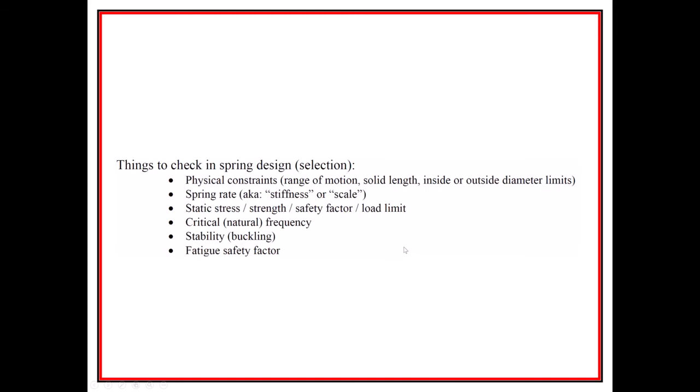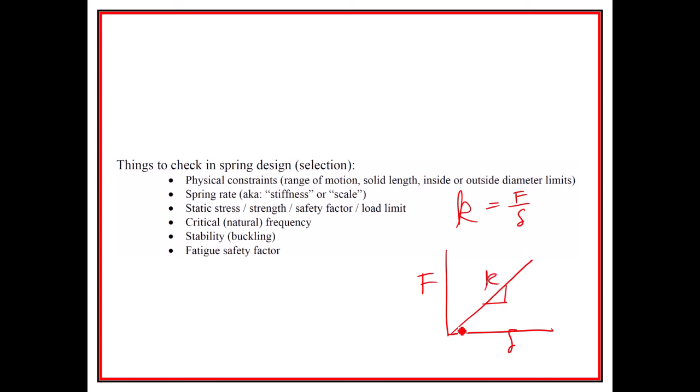So things that we want to know about springs can include the physical constraints, like the range of the motion. There's a limit to the solid length. There's also the inside and outside diameter. These are important things. You might want to fit around something or fit inside someplace. Those are limits that we want to consider. We also have the spring rate. That's an important thing. That's our all-important K, right? That's force over deflection, and usually a linear relationship between force and deflection. K is the slope, right?